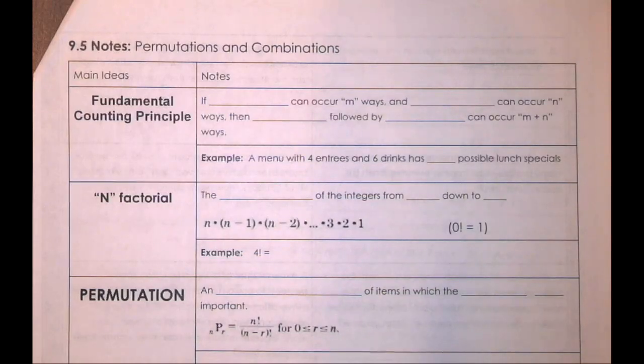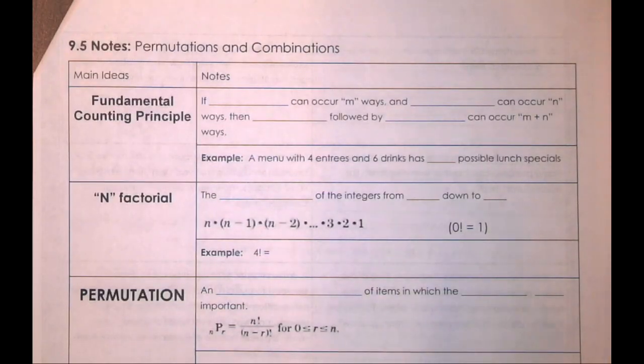So we've already done the fundamental counting principle. We're just going to repeat this a little bit, review it a little bit, because it's still part of our understanding of probability and permutations and combinations, and we have to decide when to use which one.